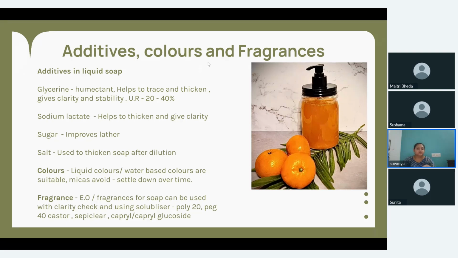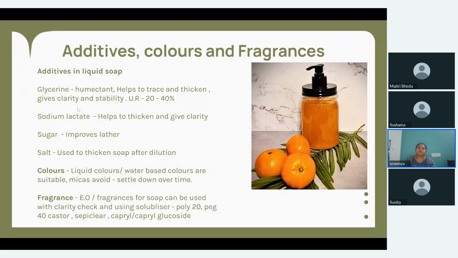Other common additives that you can use in liquid soaps is glycerin. It has multiple purposes. One, it is a good humectant and it helps to trace faster and also thicken our liquid soaps a little bit, and it gives us clarity. That is, when we make the soap dilution, the soaps that we get will be a little bit clearer. Okay, and it also makes our liquid soap very stable. So the usage rate for glycerin is up to 20 to 40% of total oil concentration.